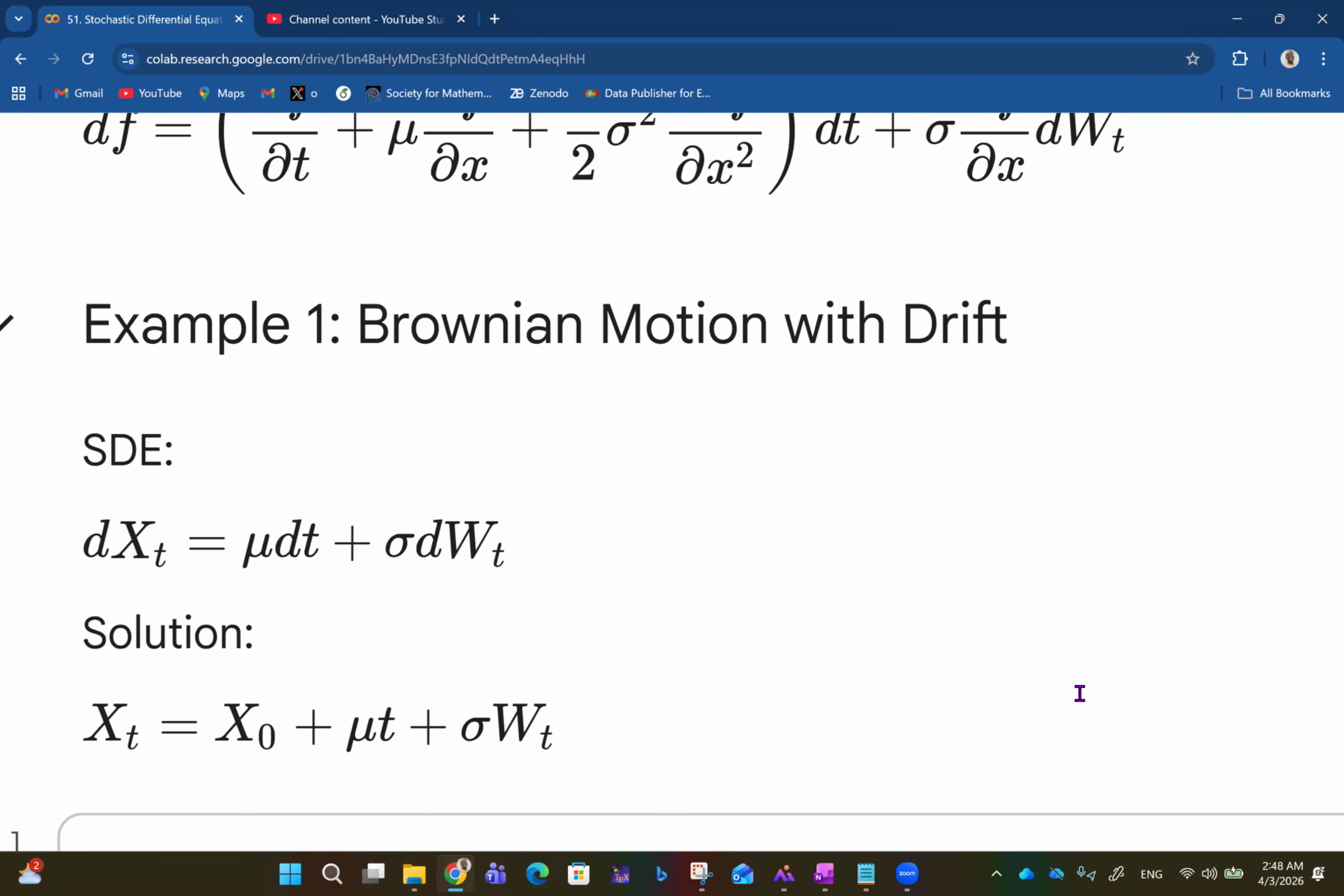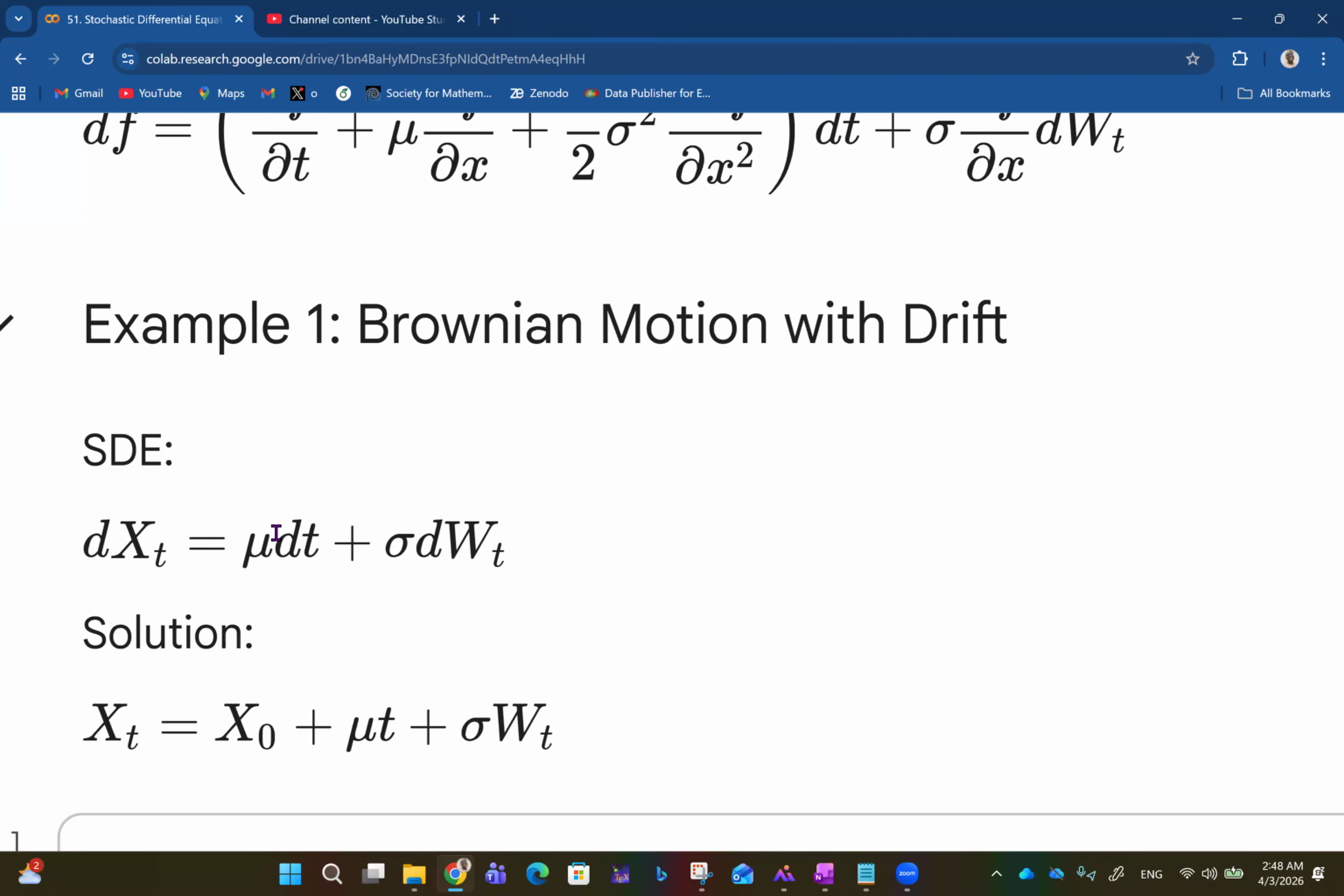So example one, we have Brownian motion with drift. Here we have dX_t = μ dt + σ dW_t. And if you solve this, the solution is X_t = X_0 + μt + σW_t. For obvious reasons, if you substitute, you just apply the integral to everything, right? So if you integrate X_t.